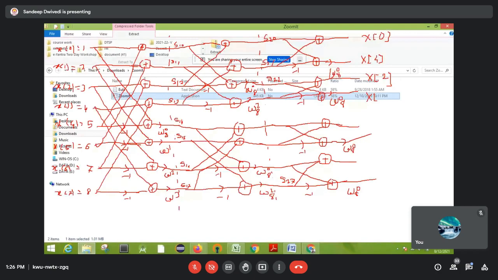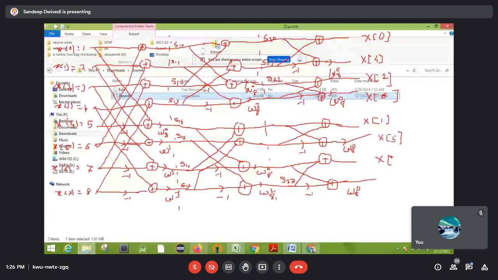Same for the odd sequence also. For the odd sequence, this will give you the output of x of 1, then x of 5, instead of 3 you need to write x of 5 before, then x of 3, and lastly x of 7 you will get.